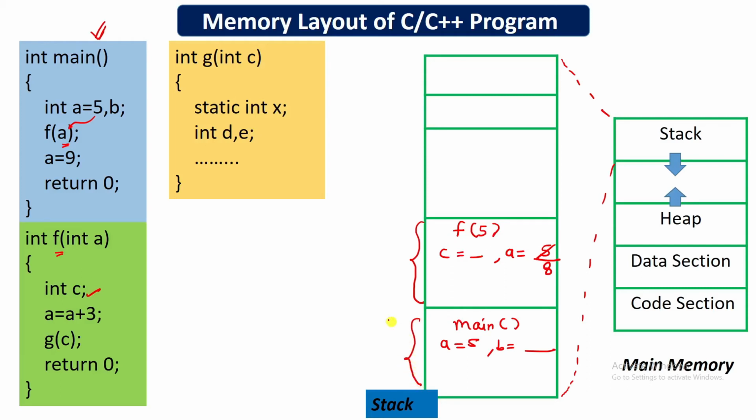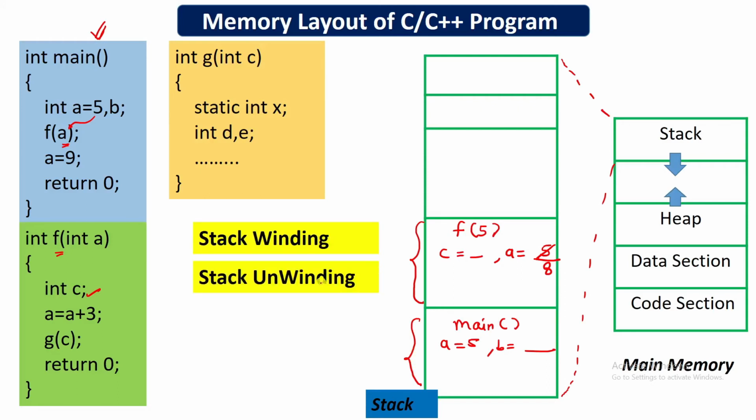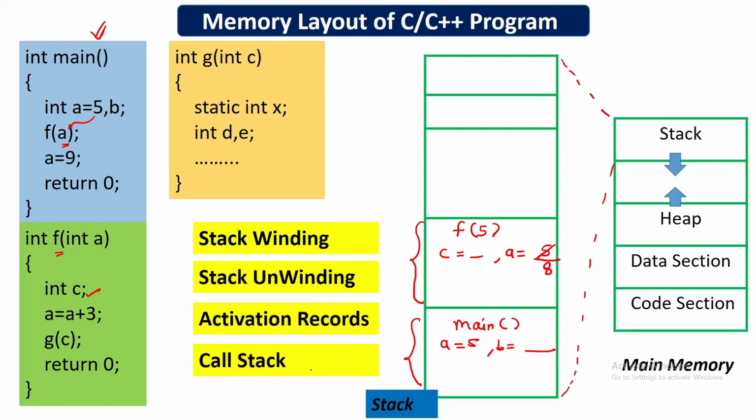So basically here you should know some of the terms like stack binding, stack unwinding, activation record, call stack. So this whole stack for this application is also known as the call stack. Why? Because this stack is keeping track of the various function calls. So the main function is called, then main calls the f function. So this stack frame is keeping track of the next function call.